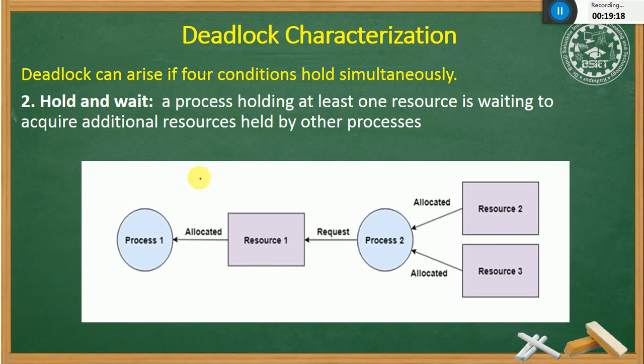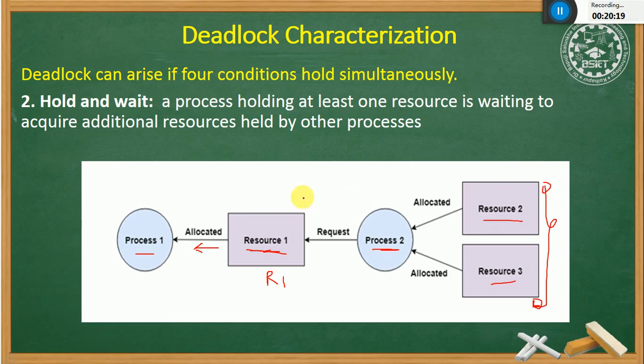Second, hold and wait. Using this diagram we can easily understand hold and wait. An edge from resource to process is called allocated. So resource 1 is allocated to process 1, meaning process 1 is using resource 1. Process 2 is requesting resource 1, while already having resource 2 and resource 3. So it is holding resource 2 and resource 3, and requesting resource 1, waiting for resource 1 while unwantedly holding resource 2 and resource 3. If they are not used by process 2, they must be released. But they are held while it requests resource 1. So it is holding and waiting.